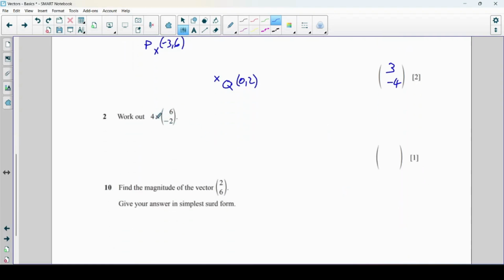Again, a nice easy one here. 4 times by 6, 2, well, we multiply them individually, so 4 times 6 is 24. 4 times minus 2, minus 8.